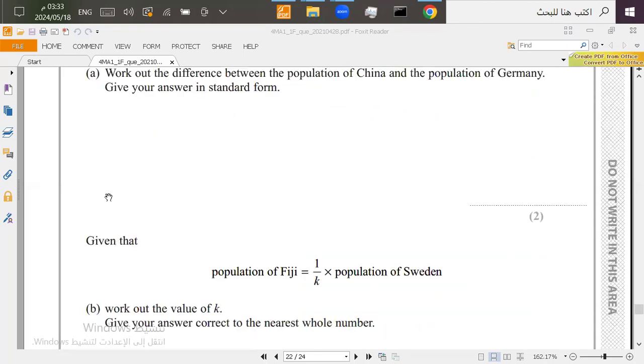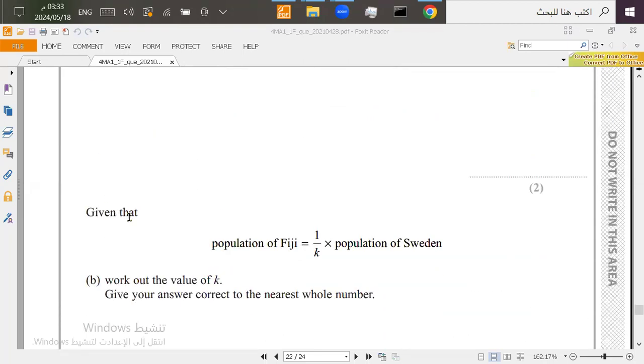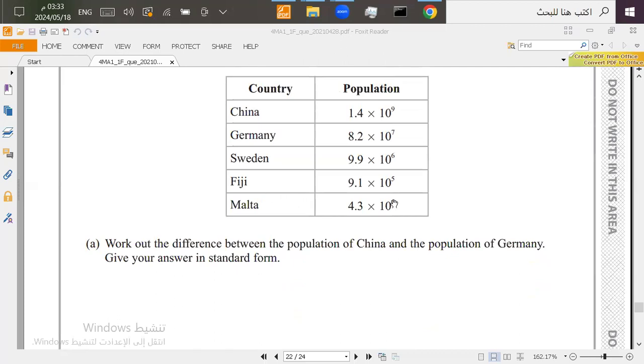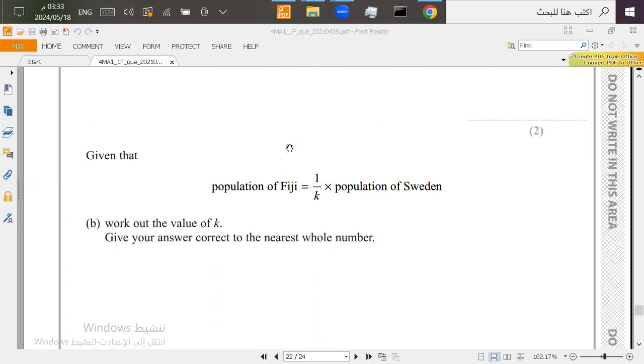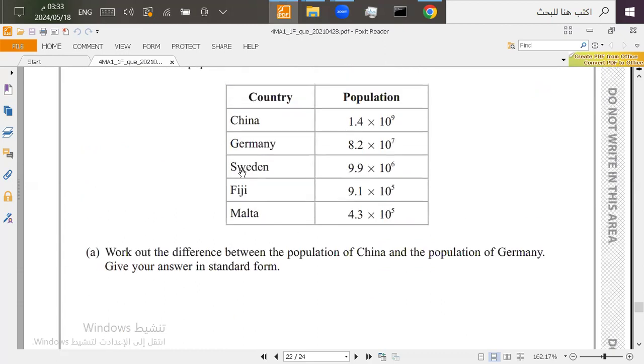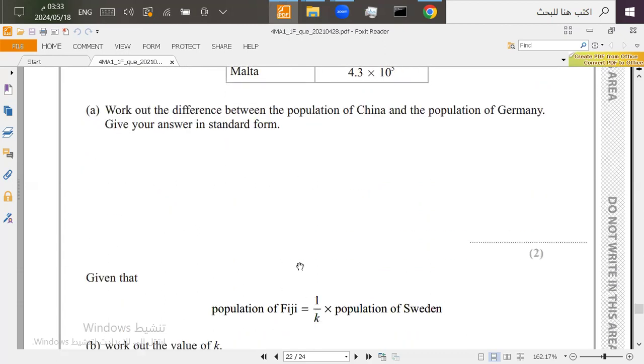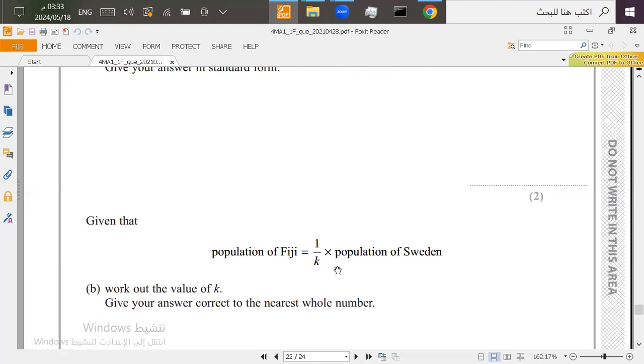So that's A. Question B, given that the population of Fiji equals 1 over K times the population of Sweden. Now, we know that Fiji's population is 9.1 times 10 power of 5. So using this rule or formula, work out the value of K and then give your answer correct to the nearest whole number. Now, we know Sweden and we know Fiji, and we have the formula here that the population of Fiji equals 1 over K times the population of Sweden.